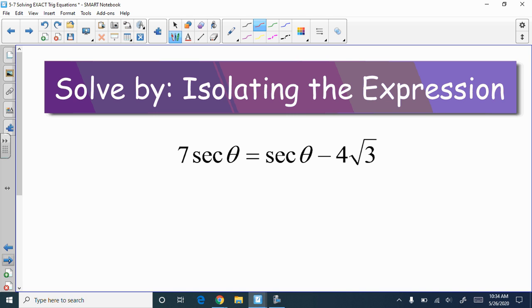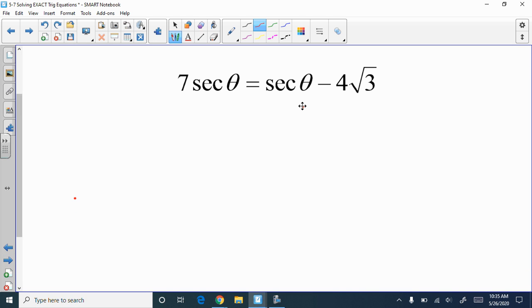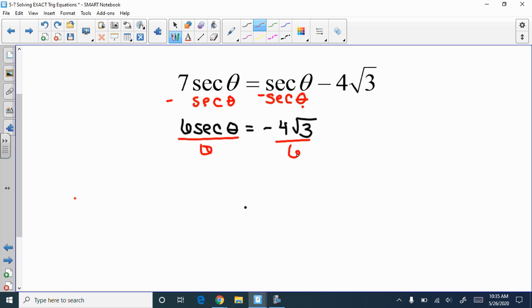So you've got the secants. So we're going to try and isolate those, put those together. So I'm going to subtract a secant theta from both sides. So this gives me 6 secant theta is equal to negative 4 square root of 3. And then I can divide by 6. And we get secant theta is equal to negative 2 square root of 3 over 3. So there's my secant.